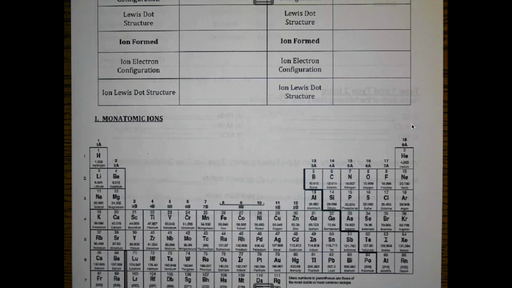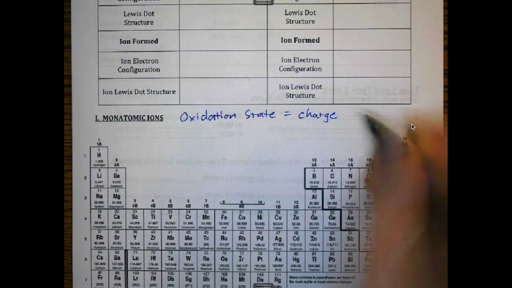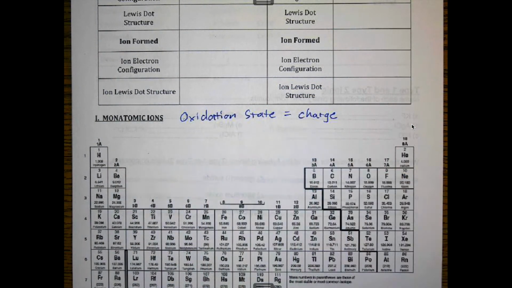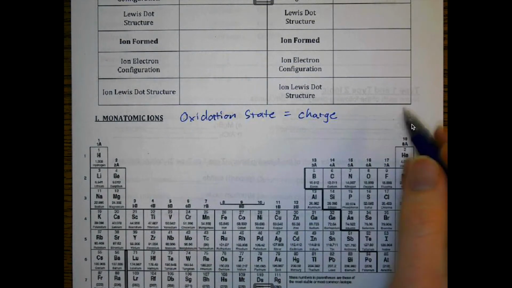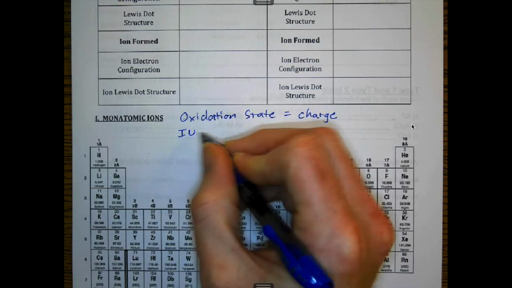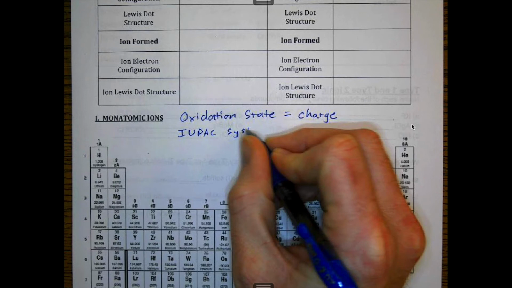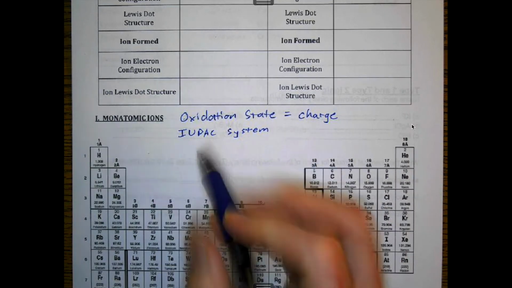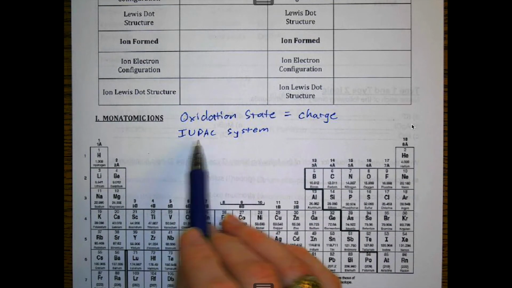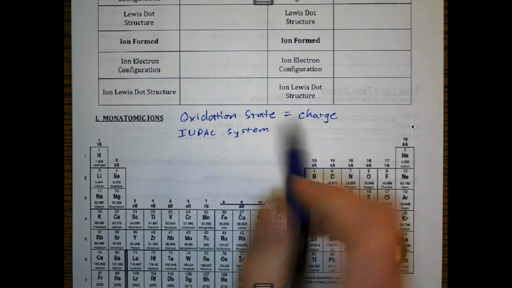So we need to first know what an oxidation state is. An oxidation state is simply just the charge. Now all of this naming system goes under what we call the IUPAC system. That is our naming system. It stands for the International Union of Pure and Applied Chemistry, and we call that the IUPAC.